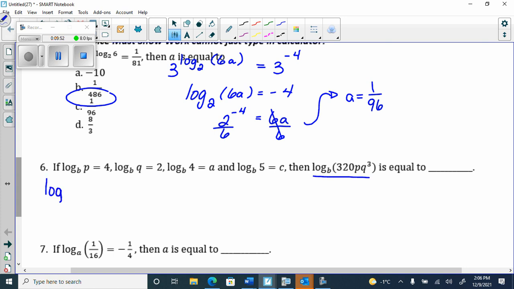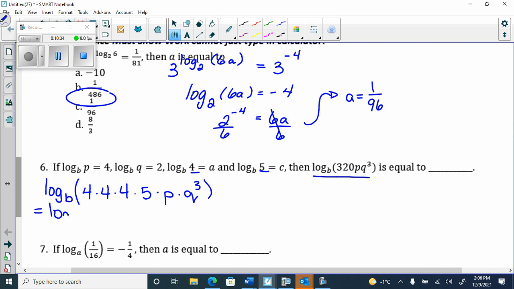So I wanted to change this one. Log base b. Now I have 4s and 5s somewhere over here. And I need to get 320 into 4s and 5s. What does 320 break into with 4s and 5s? 4 times 4 times 4 times 5. And then I have p and q cubed. Right? Now when they're all multiplied, I can just separate them by what? Addition. If you spot this, these are really, really easy questions. If you don't spot it, you stare at it for a very long time. It gets real sad. Okay.